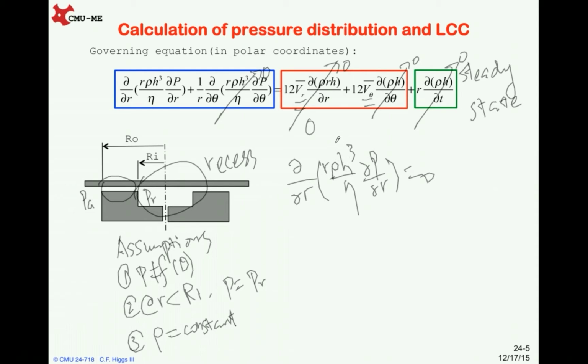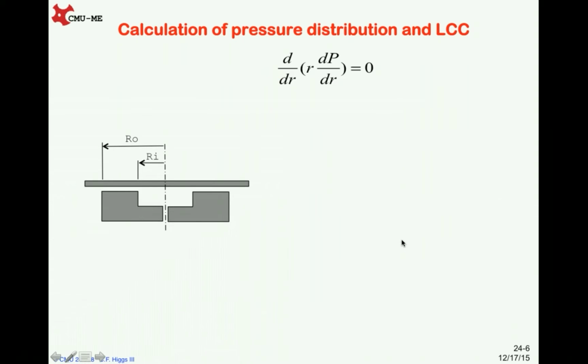And also, since in our analysis, rho, h, and eta are constants, we can take them out. And also, for pressure, it's only a function of R. So we can rewrite this equation like this: d/dr (r dp/dr) equal to 0. Then we can calculate the pressure distribution by integrating this equation.